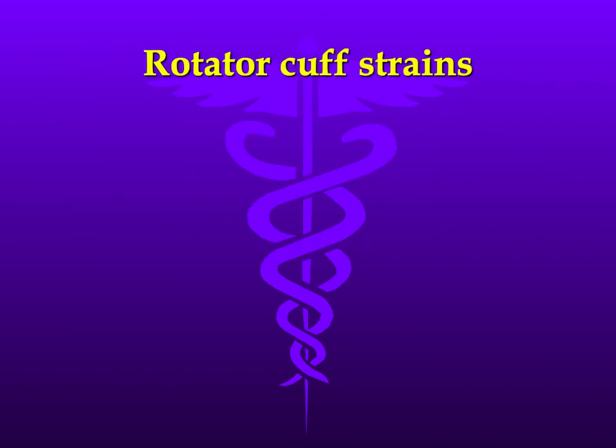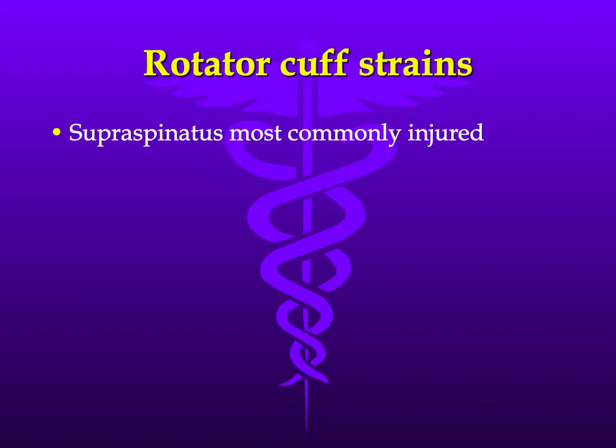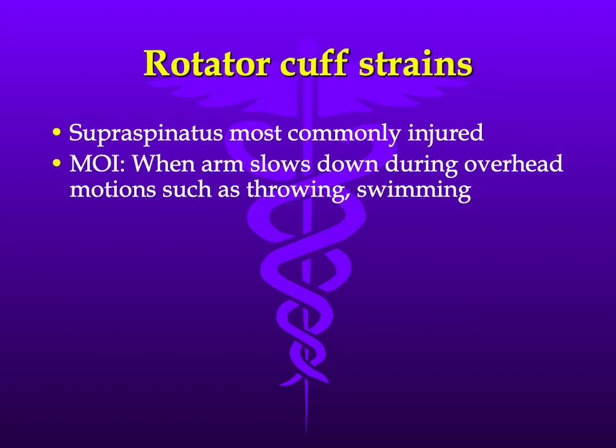Rotator cuff strains. Again, strain is a tear to the muscle. Primarily the supraspinatus muscle is the most commonly injured rotator cuff muscle. So as I was talking about how the rotator cuff muscles slow the arm down, that's typically when they tear their rotator cuff muscles, because there's so much force to slow the arm down, especially when you're throwing a ball really, really fast and hard. That's generating a lot of force, and those rotator cuff muscles are small. So that is when the muscles typically tear.